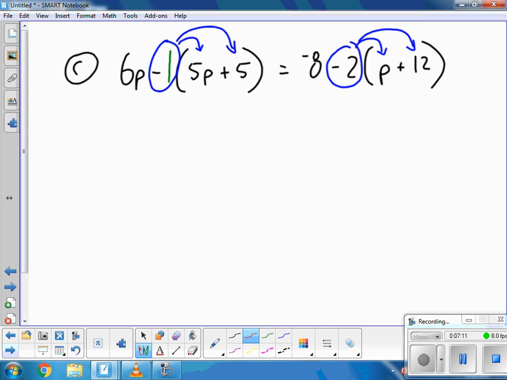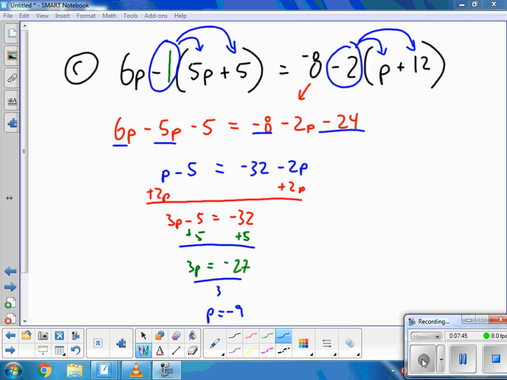In fact, I can work this part out with you, and then we can get going. So we got 6p. Negative 1 times 5p is going to be negative 5p. Negative 1 times 5 is negative 5. And I got this negative 8 that's just going to drop down. And then I got a negative 2 times p, which is negative 2p. A negative 2 times 12 is going to be negative 24. Now I'm going to press pause and combine like terms and do my magic. And I would like you to do yours.